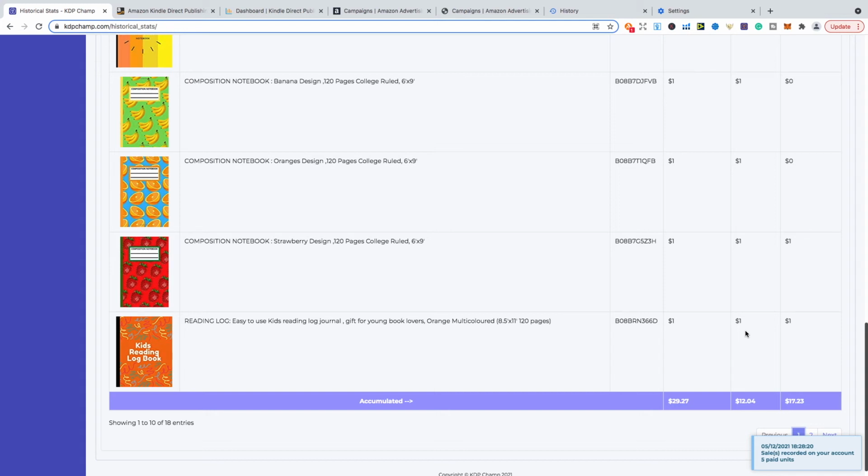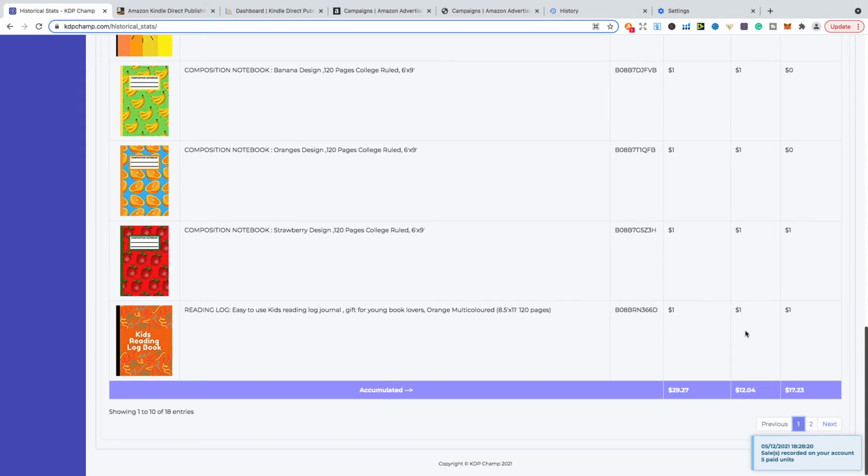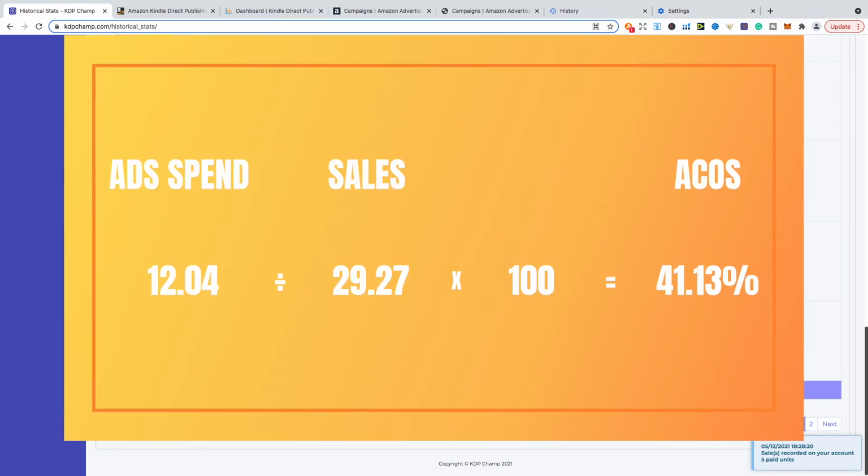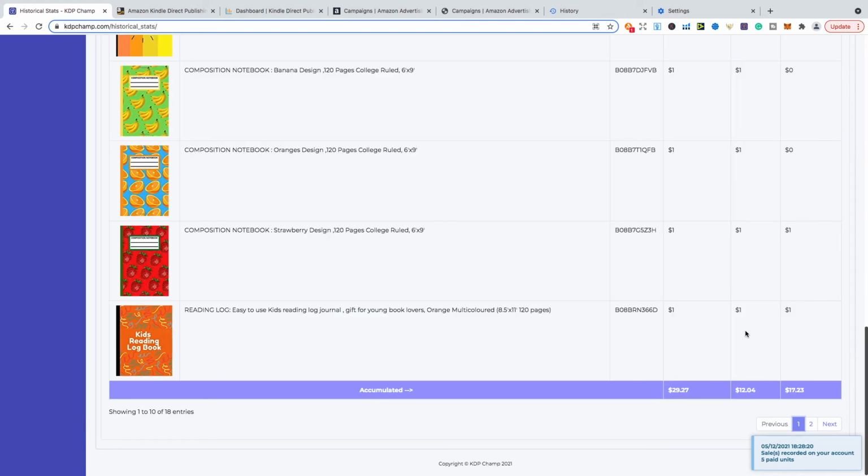So to work out my ACoS, which is just the advertising cost of sales, what we need to do is divide the spending, $12.04, by the sales or gross royalty, which is $29.27, and just times that by 100, which gives me an ACoS of 41.13%, which is really high and shows that these ads weren't really profitable that month. But if you take the time to really learn about ads and develop your strategy, then ads can really boost your sales and really increase your KDP income.